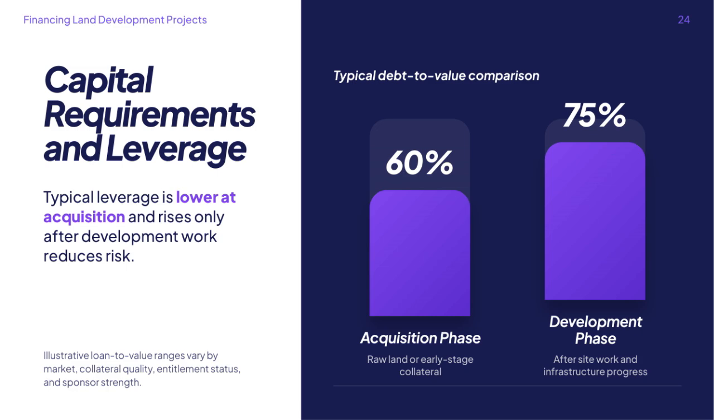However, these ranges can vary quite a bit depending on factors like the specific market conditions, the quality of collateral, the status of land entitlements, and the financial strength of the project sponsor. Understanding this typical progression, from lower leverage with raw land to higher leverage once development reduces risk, is crucial when planning financing strategies for land development projects.